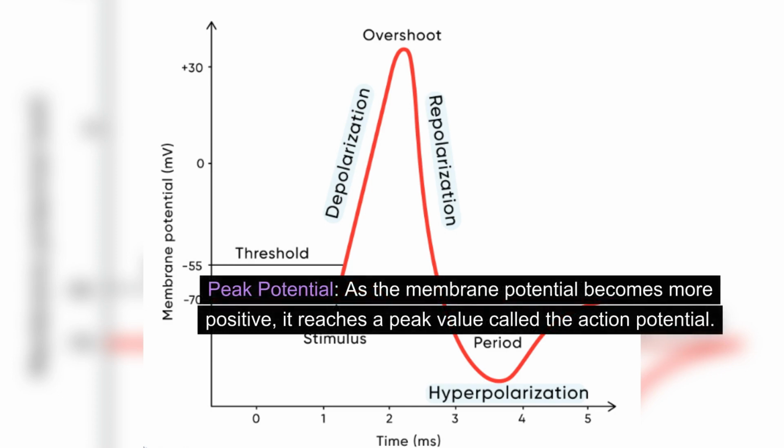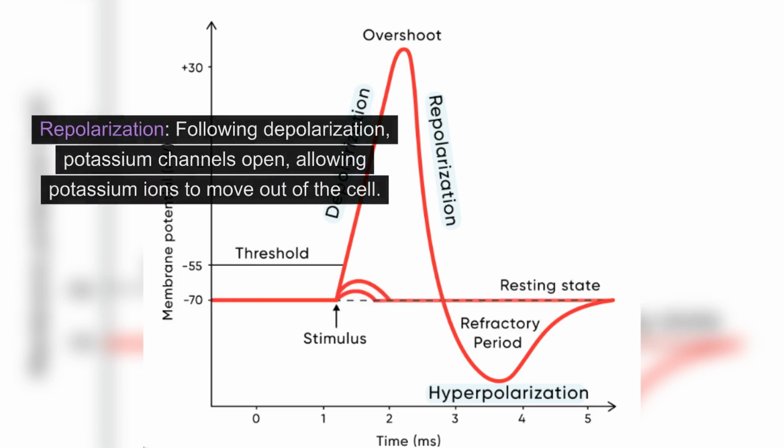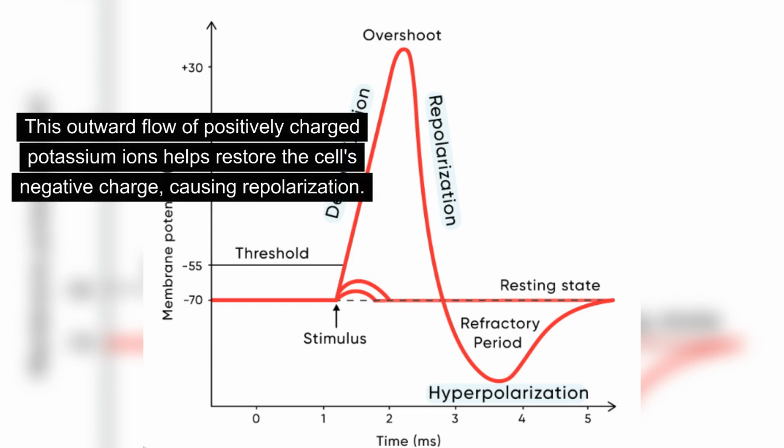Peak potential. As the membrane potential becomes more positive, it reaches a peak value called the action potential. This peak is reached due to the influx of sodium ions. Repolarization. Following depolarization, potassium channels open, allowing potassium ions to move out of the cell. This outward flow of positively charged potassium ions helps restore the cell's negative charge, causing repolarization.